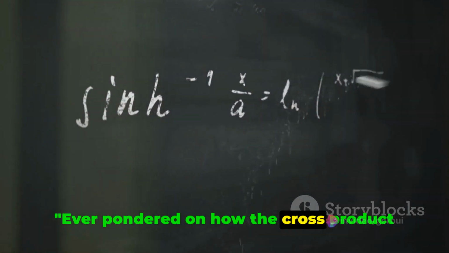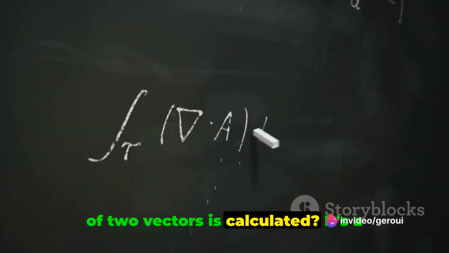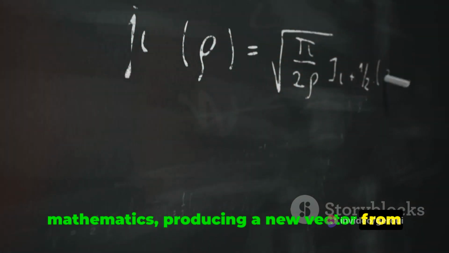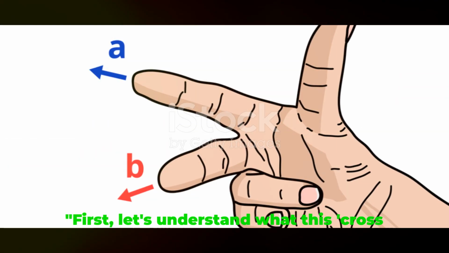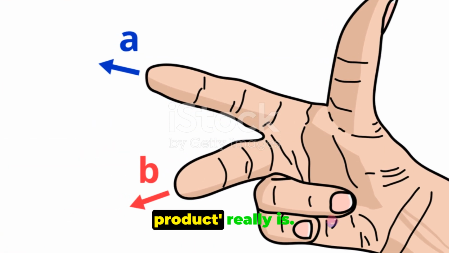Ever pondered on how the cross product of two vectors is calculated? It's a fascinating operation in the realm of mathematics, producing a new vector from two others. So buckle up as we delve into the world of vectors. First, let's understand what this cross product really is.